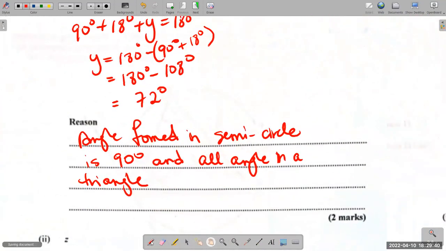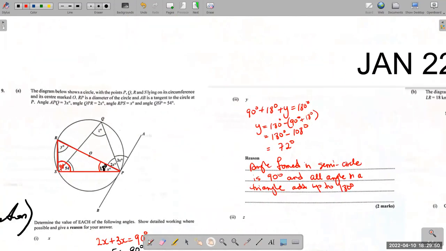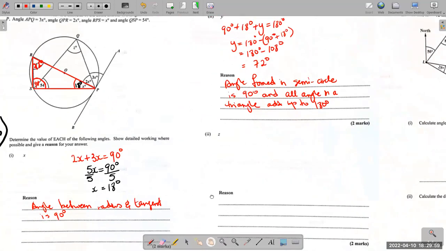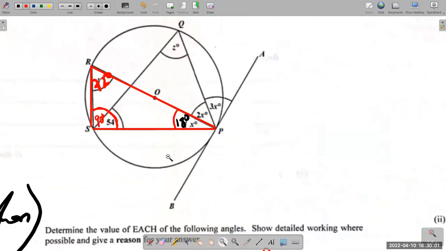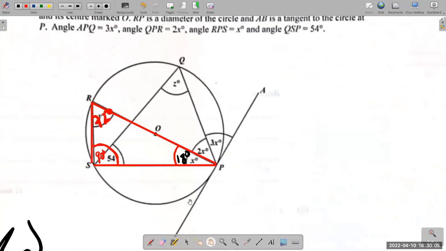So all angles in a triangle add up to 180 degrees. So that's our next two marks there. Again, I go back to my picture. Since I know that here is 72 degrees, I put it in the picture. Next one, Z. Anybody could tell me what Z is? Does Z need any calculation? What is Z? Based on what we spoke about before.